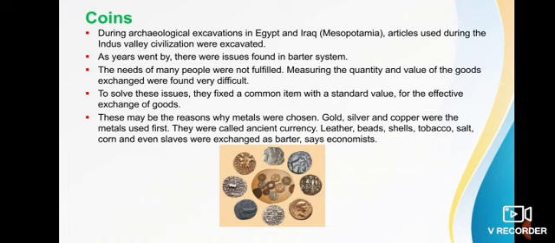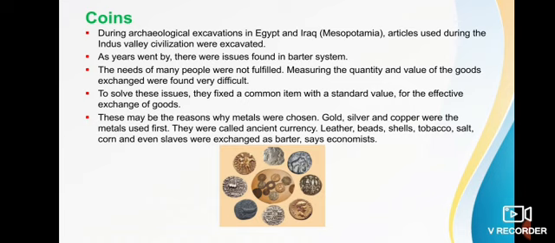As the years went by, issues were found in the barter system, because people could not move large amounts of goods from one place to another as there was no proper transport system. So they decided to find an alternative medium of exchange. Thus, the needs of people were not fulfilled. Measuring the quantity and value of the goods exchanged was found very difficult.